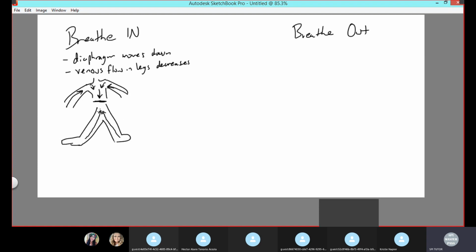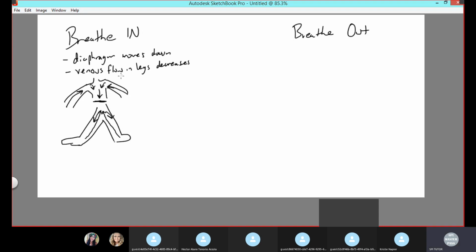So one slows down. Let me draw the arrows slowing down. One slows down and the other one increases. So they take turns, which is pretty cool. It's pretty cool that your upper and your lower body take turns whenever you breathe in and breathe out. You know, I would have never thought about that. I would have never considered that.